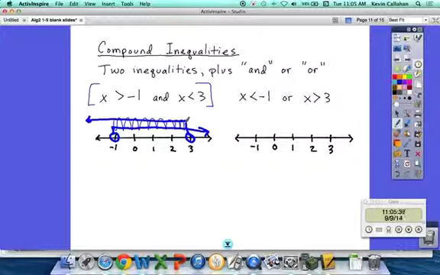Another way to say this: here's negative 1, 3 is there, the shading is in the middle, and use your symbols, less than, less than. It's a three-part inequality: negative 1 is less than x is less than 3. That's the solution. On the graph, you'd have to indicate some way that only this part is in the solution. This part is not in the solution. This part is not in the solution. So compound and: both true.